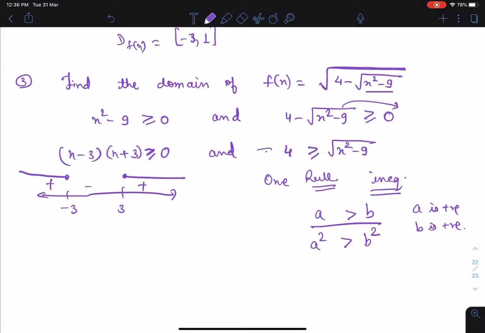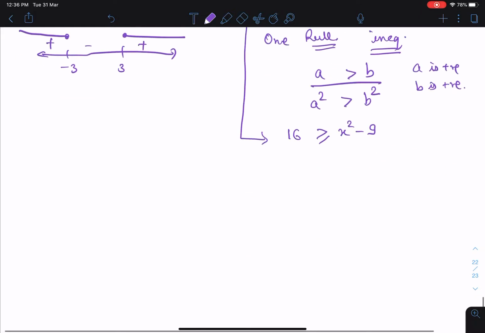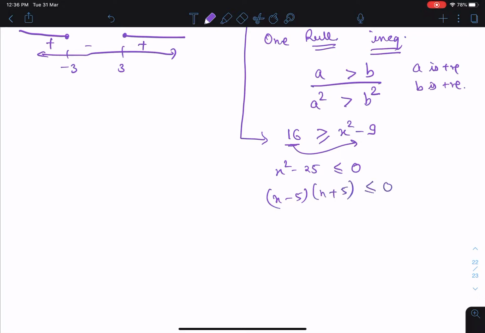Understood? Now see here, 4 is positive, and under root x square minus 9 is also giving you a positive value. Why? Because under root cannot give you a negative value, right? So whenever you are squaring this, the inequality sign will not change. That means 16 will be greater than or equal to x square minus 9. Now I'm shifting this 16 to here, so x square minus 25 will be less than or equal to 0. Now factorize it. (x minus 5) into (x plus 5) should be less than or equal to 0.